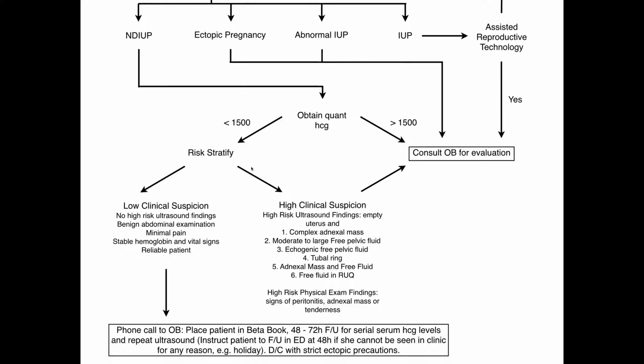If we do find high-risk findings, then we have high clinical suspicion and OB consultation is obtained. When should you have high clinical suspicion? Most importantly, for high-risk ultrasound findings, such as a complex adnexal mass, moderate to large free pelvic fluid, echogenic free pelvic fluid, a tubal ring, an adnexal mass and free fluid, or free fluid in the right upper quadrant. But also, of course, if the patient appears unstable with unstable vital signs or has peritonitis on physical exam, then again, OB consultation is indicated.